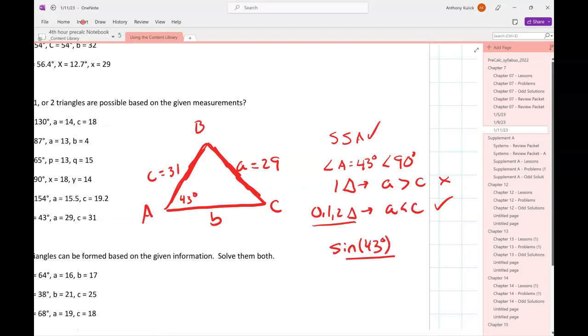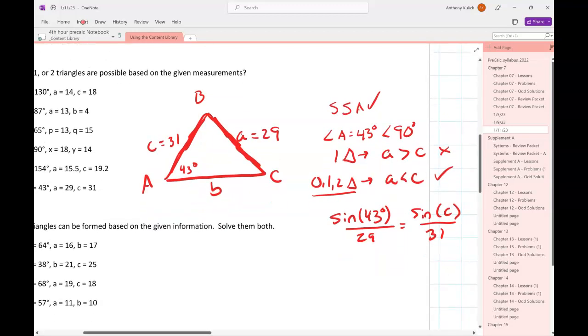So I'll say sine 43 over 29 equals sine of angle C over 31. And what I'm going to do is figure out the value for sine of C. Not angle C, but sine of C. So I cross multiply.